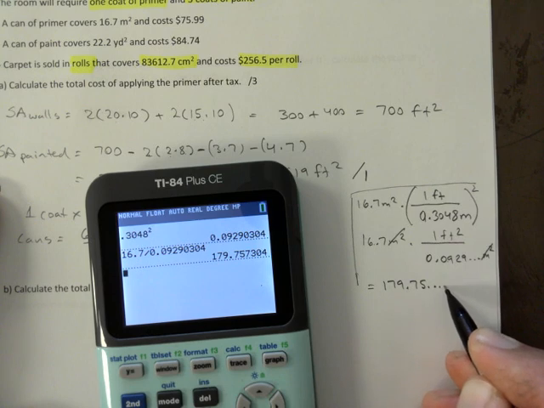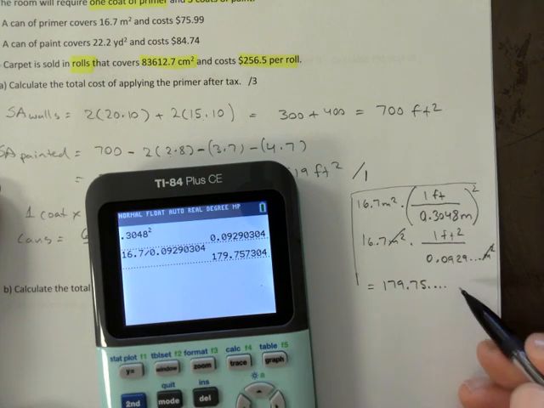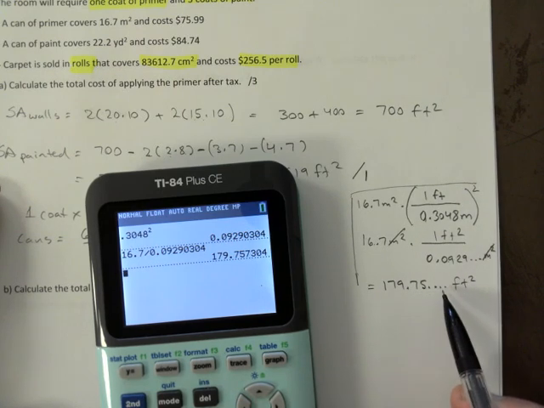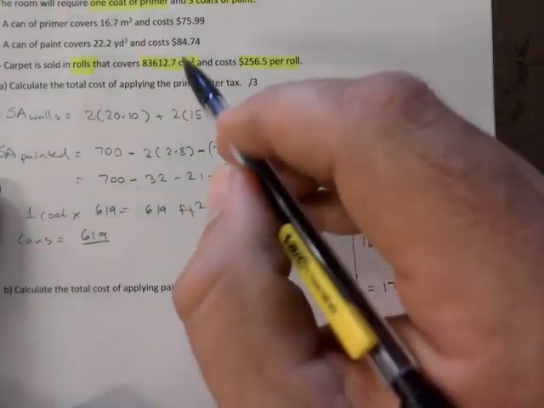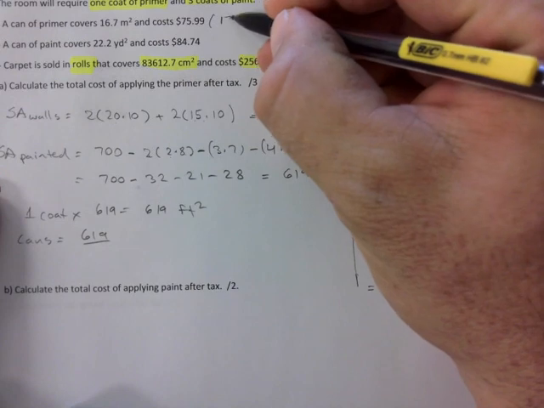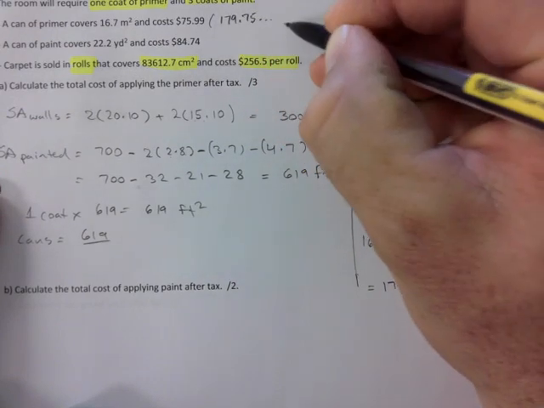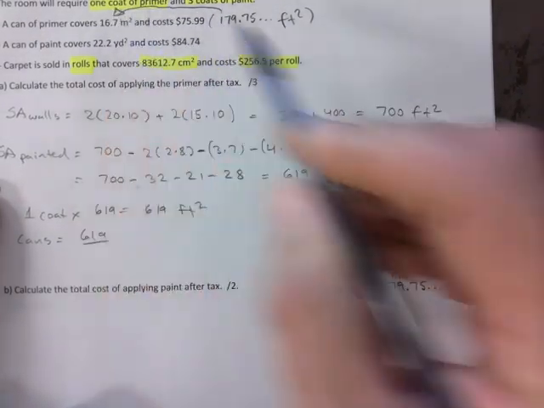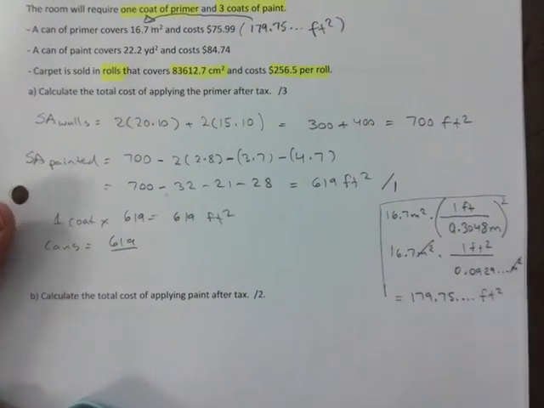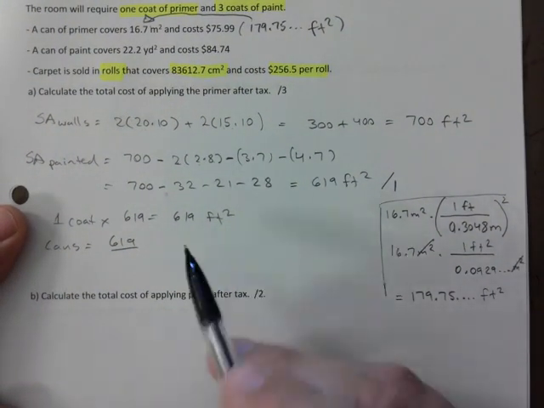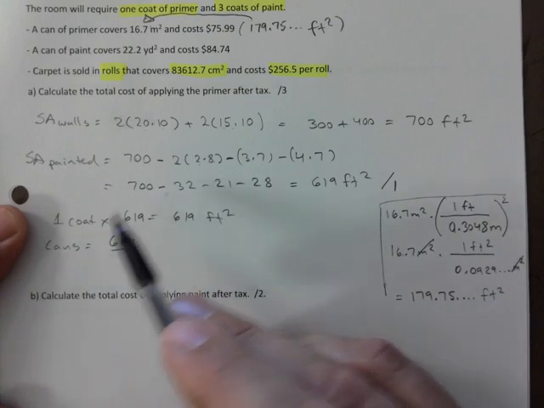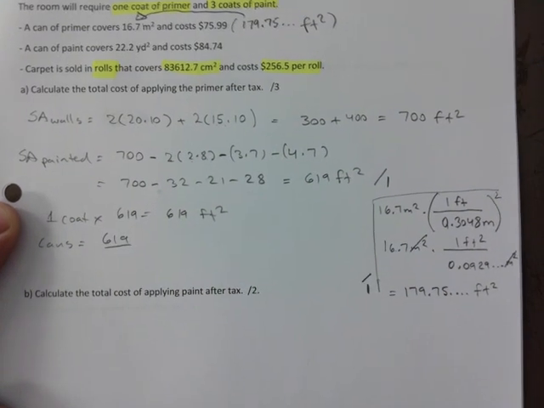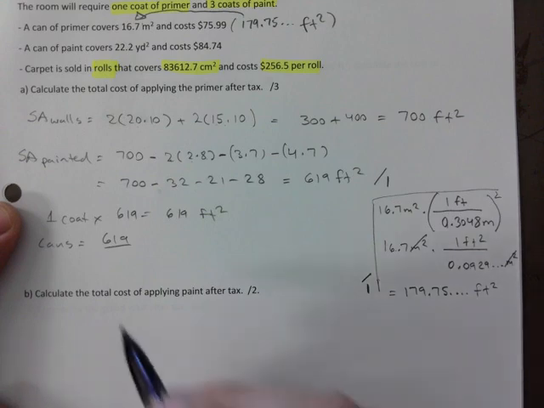So that's 179.75. You would be tempted to round, right? But I don't round here. So one can covers that much square feet. So I will actually do that here. 179.75 and so on, square feet. Okay, I'm just telling myself that that number is the equivalent of that many square feet. So to figure out how many cans, I just need to take that value that I just calculated. By the way, I give you a mark for doing that conversion. Wherever it happened on this paper, I give you a mark for that.